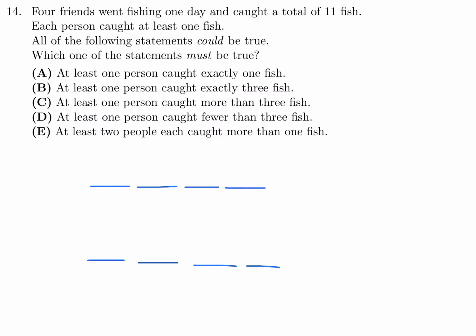So we've got 11 fish, right? So the minimum that each person gets is 1. Each person caught at least 1 fish. So let's just say 1, 1, 1, but then all the other fish was caught by the 4th person. So that means he caught 8. So this is one extreme case scenario.